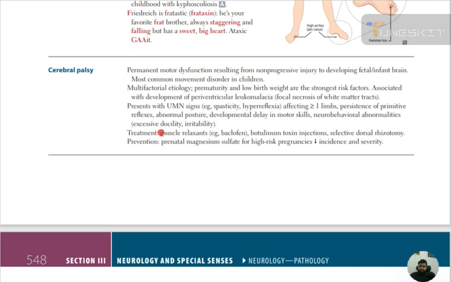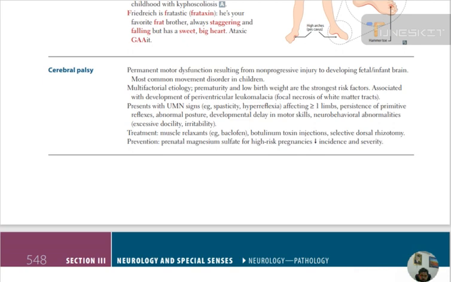Its treatment includes muscle relaxants like baclofen, botulinum toxin injections, which relax the spasticity, and selective dorsal rhizotomy. How can we prevent this? It can be prevented by prenatal magnesium sulfate for high-risk pregnancies. It decreases incidence and severity.